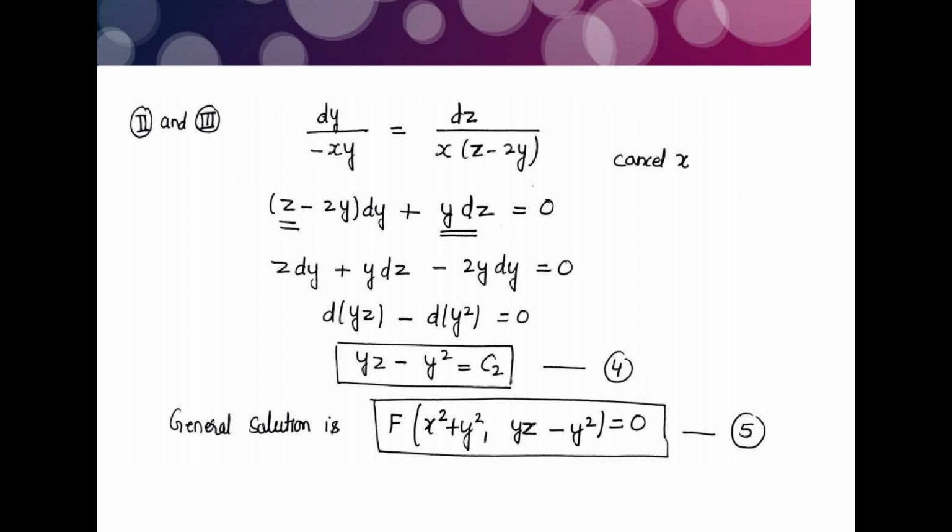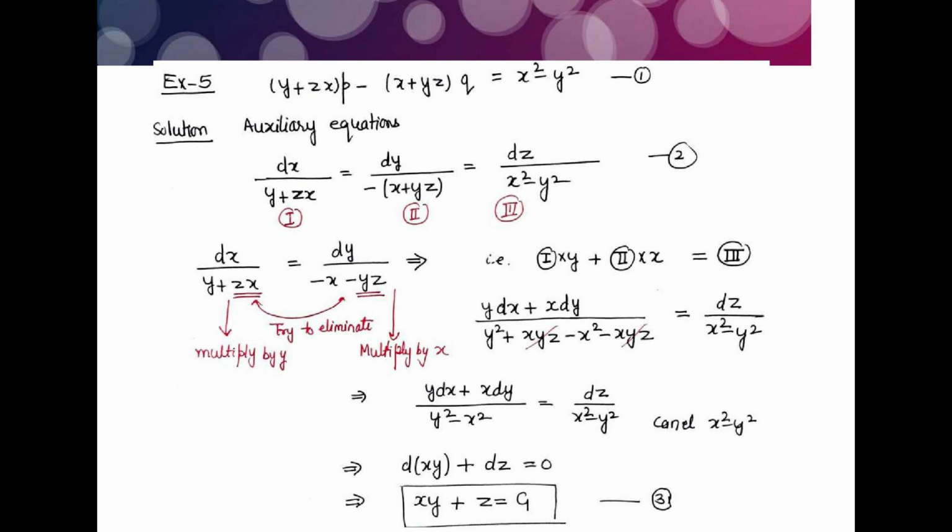So I can rewrite this one after cross multiplication, z dy plus y dz minus 2y dy. The first two terms I can combine and rewrite as differential of yz, and second term can be written as differential of y square. Now we can easily integrate, and finally this is yz minus y square equal to c2, that is equation number 4. This is the second integral curve. So the general solution of the partial differential equation is capital F as function of x square plus y square, comma yz minus y square, given by equation number 5.